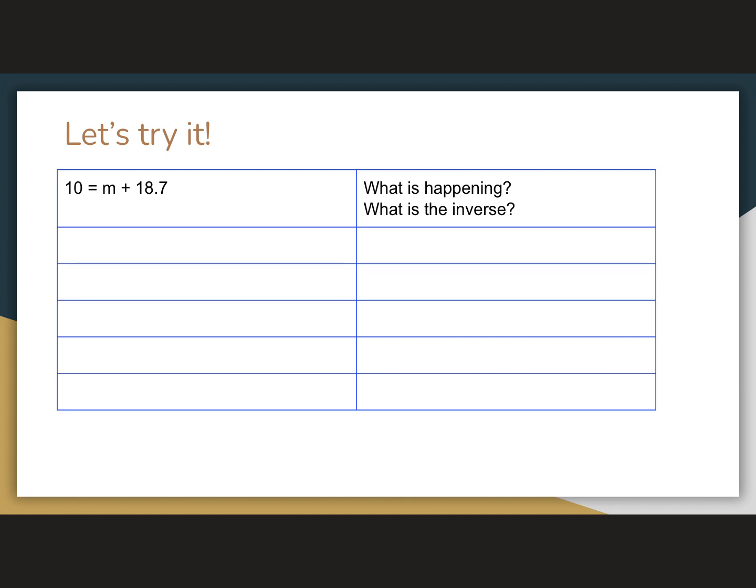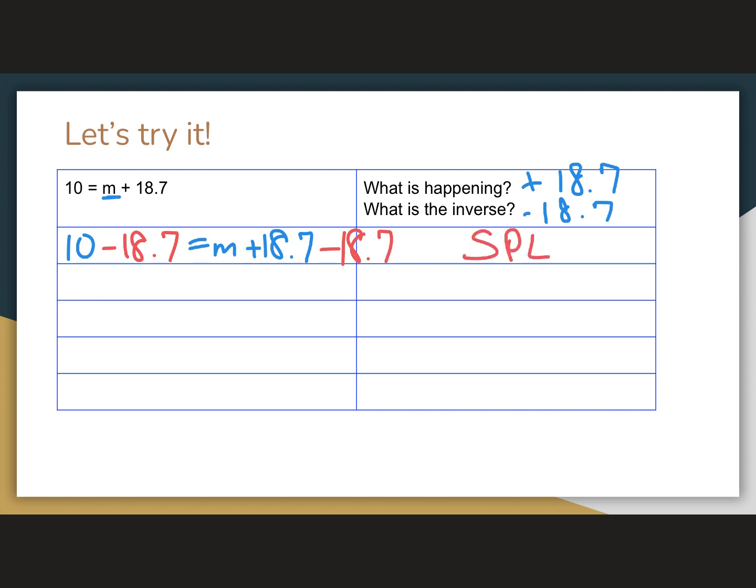Here, what's happening is we are adding 18.7. So remember, we're looking for what's happening to our variable. There's our variable. The opposite of adding 18.7, simple. We're just going to subtract 18.7. So I have 10 minus 18.7 equals m plus 18.7 minus 18.7. And I'm using the subtraction property of equality here.